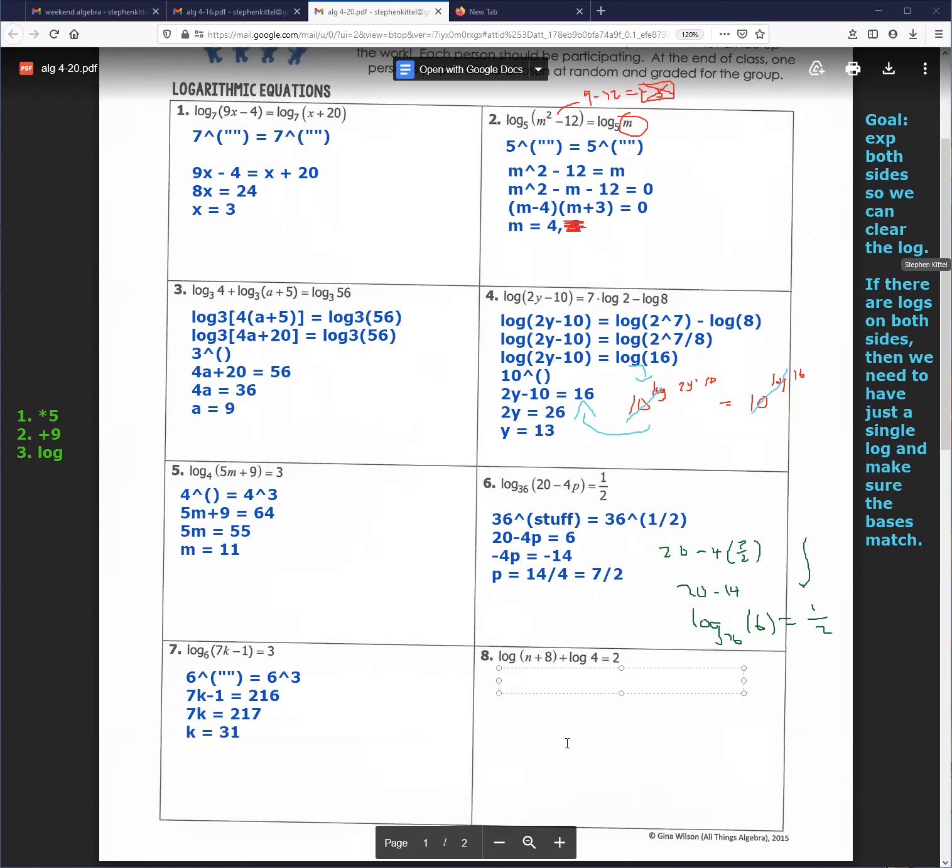All right, number 8, though, we need a log property first before we can simplify this, because we need a single logarithm. So this is n plus 8 times 4 is equal to log, or not log, just 2. All right, and if we want to simplify that, we can say it's 4n plus 32 is equal to 2. Well, now we're going to do 10 to the log of 4n plus 32 is equal to 10 to the second. So 4n plus 32 equals 10 squared is 100. Subtract 32 is 68, and n equals 17.